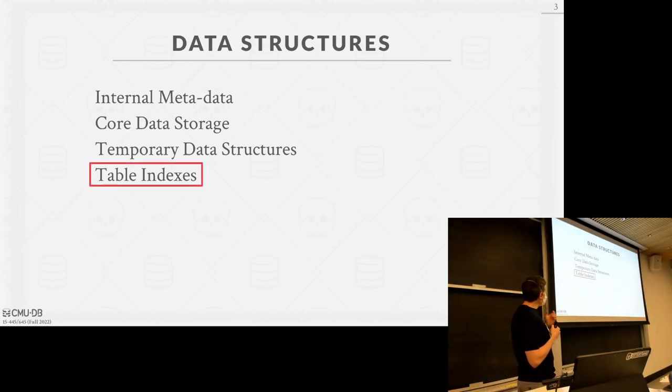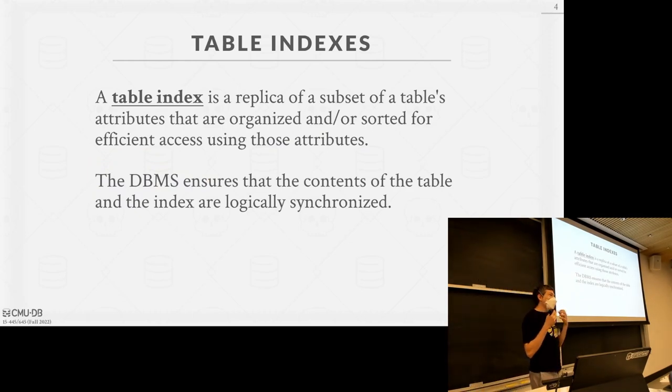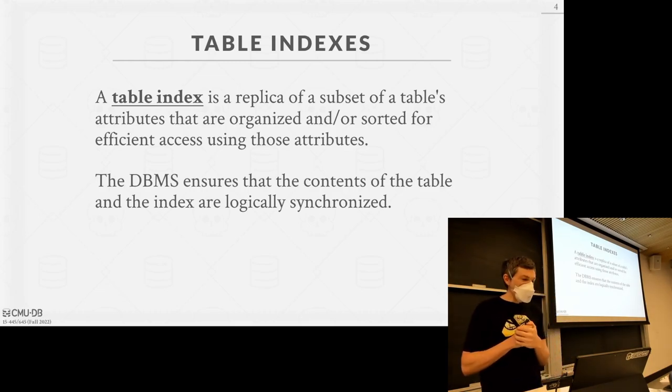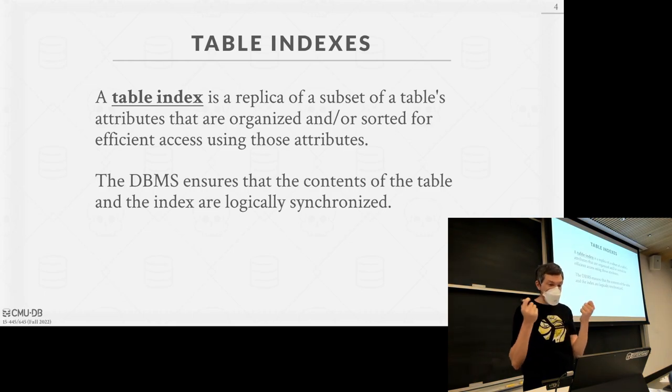So today, we're going to focus most of our time on B+Tree data structures, which are most often used for table indexes. To remind everyone what a table index is, it's a replica or copy of some portion of a table's attributes, stored in a specialized data structure that can be sorted or unsorted or organized in a certain way that allows efficient lookups to find particular tuples that have certain attributes with certain values.